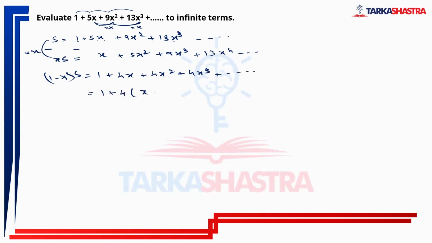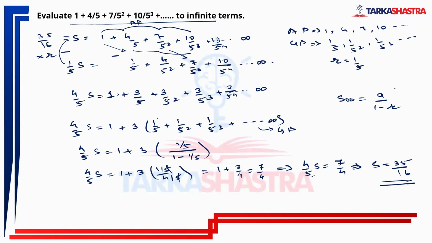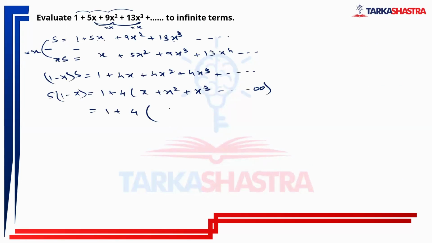Then 4 common. x plus x square plus x cube up to infinity. Then this is 1 minus x into S. So 1 plus 4 into, what is the sum of infinite terms of a geometric progression? We have already seen the formula. It is a upon 1 minus r. So it is x upon 1 minus x. The common ratio is still x. So 1 plus 4x upon 1 minus x.